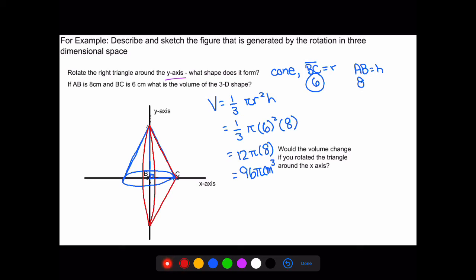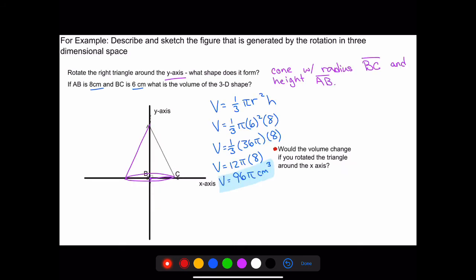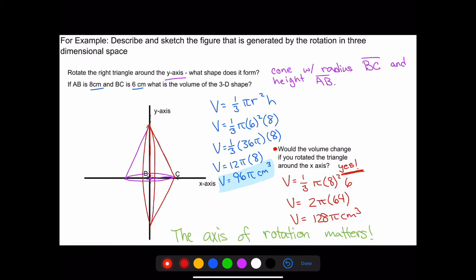Well, more than likely it would. Sometimes it may not, in very rare circumstances. But yes, the volume would change. Let's go ahead and check that right now. If I want to see if the volume would change, I go ahead and solve for this new volume.